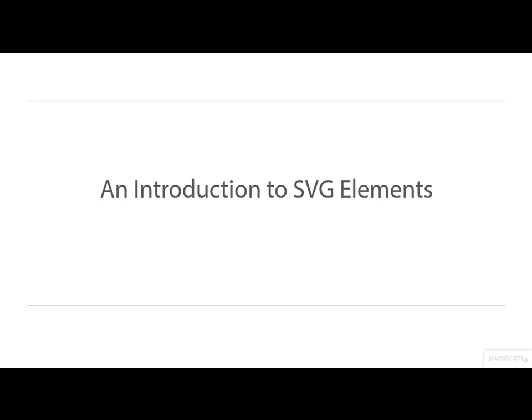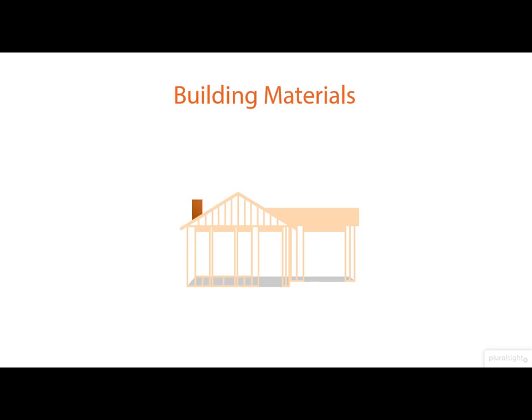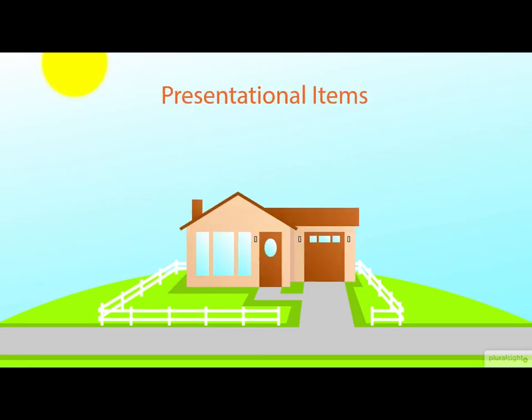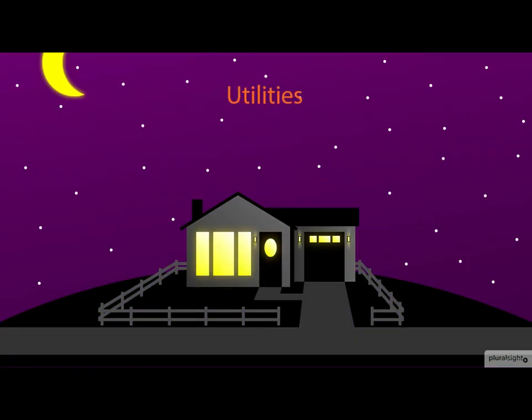We can think of the various element types as similar to the elements that make up a house. First, we have the various materials used to build the structure itself. Then we need the lot or land to build the structure on. Next, there's the presentational items that make the house look nice. And finally, there's the utilities like electricity and gas and water that make the house dynamic.